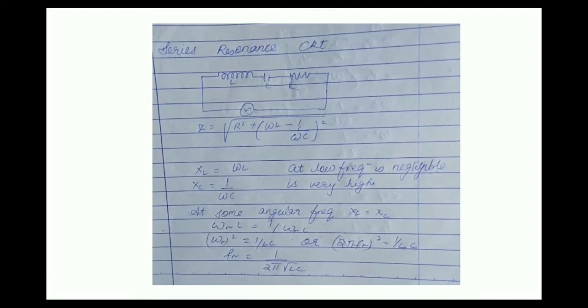Now talking about the series resonance circuit. Before that, we should know what the natural frequency of oscillation of any system is. Every system has a tendency to oscillate with a particular frequency. This frequency is known as the natural frequency of that system.